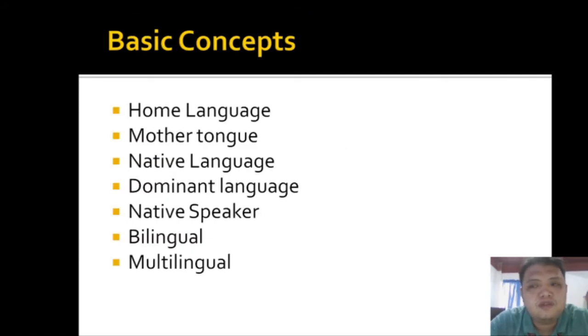Next, now we do have some terminologies that you might encounter when we talk about multilingual and multicultural education. These concepts are the following. We have home language, mother tongue, native language, dominant language, native speaker, bilingual, and multilingual. Although some of the books or references that you are going to browse on the web will have various definitions, that's okay because there is no consensus on the definition of each terminology. It is highly arguable.